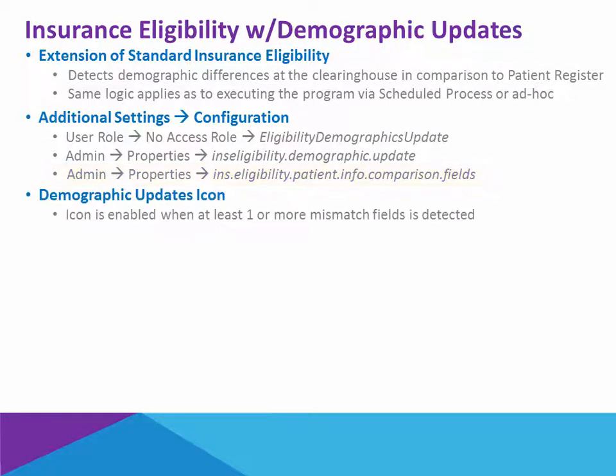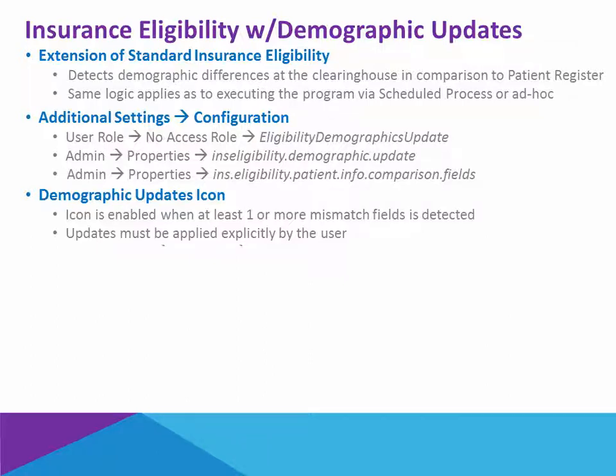Now, once that setup is defined and the benefits are captured, then the icon will be enabled when at least one or more mismatch fields is detected, and the updates that are displayed within the icon can be applied explicitly by any user who has this unique role defined to them.